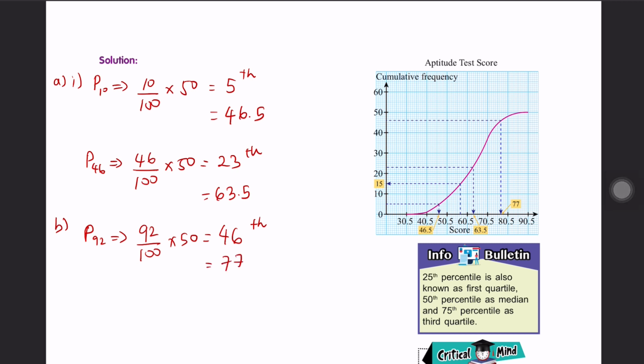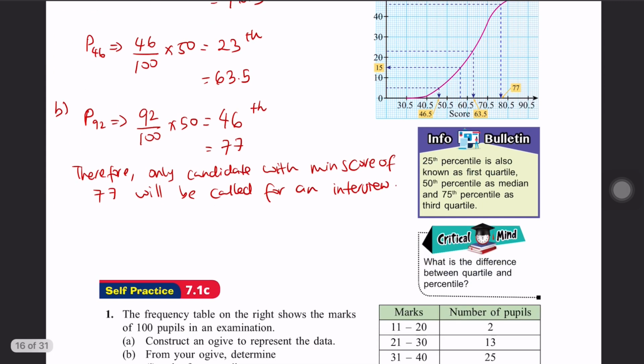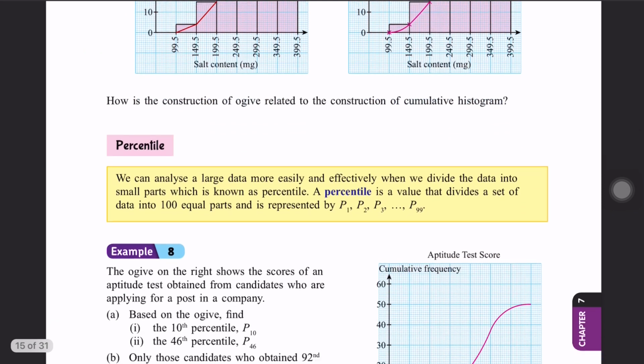Okay, so macam ni kita nak conclude. Therefore, only candidate with a minimum score of 77 will be called for an interview. Okay, boleh? Okay, next. Okay, last question.